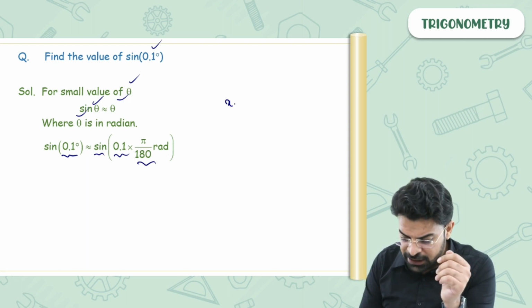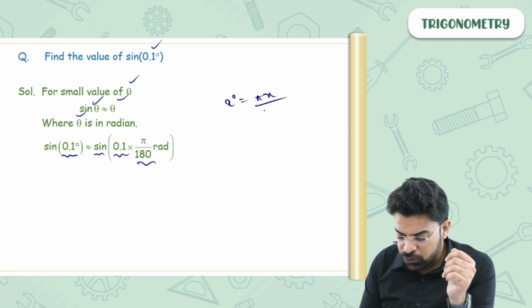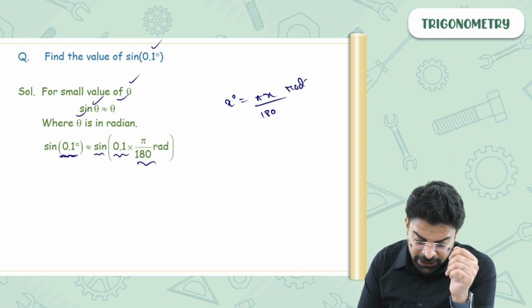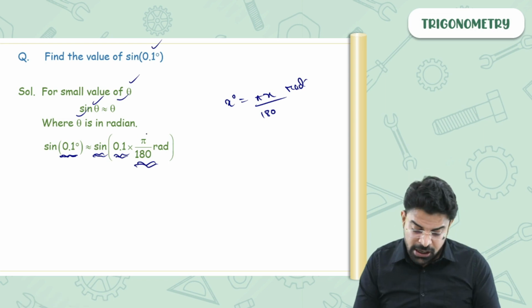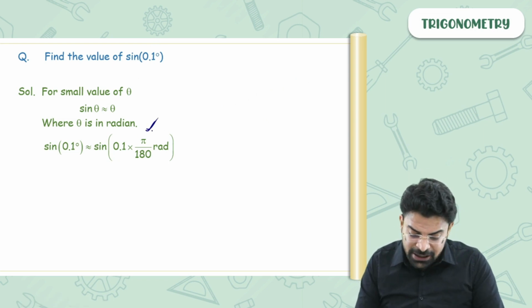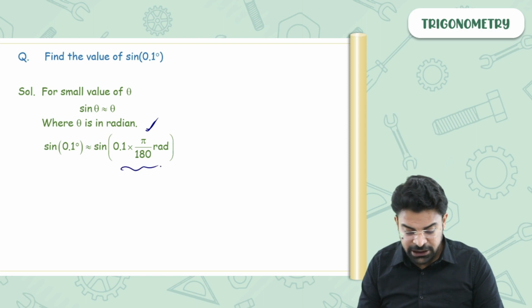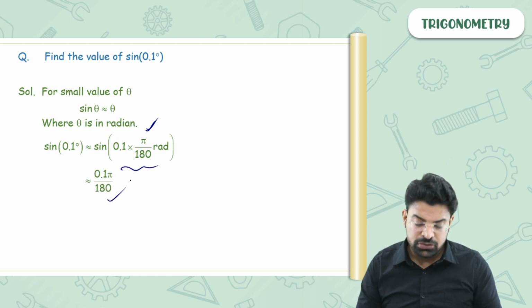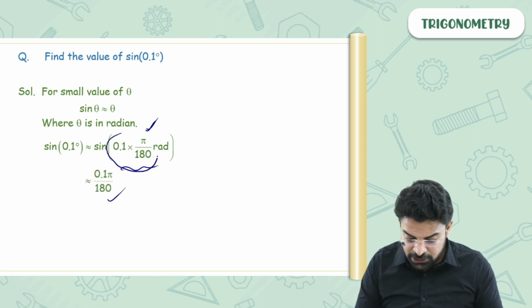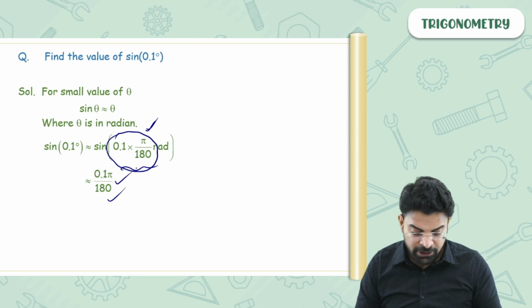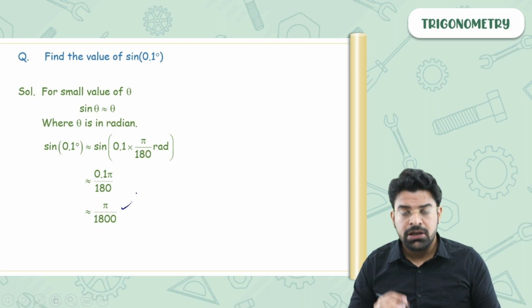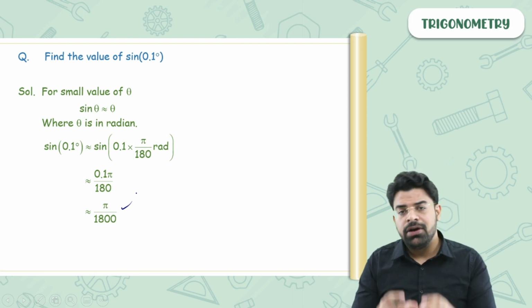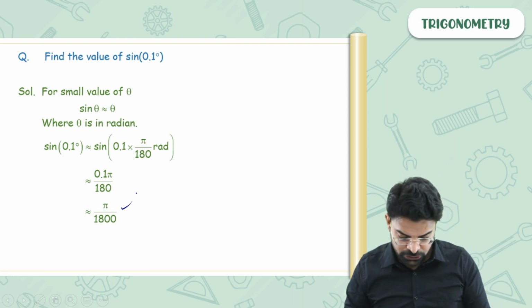Didn't we learn that x degree equals to pi into x by 180 radian? So sine of 0.1 degree is same as sine of 0.1 into pi by 180 radian. Now, once you have got this angle in radian, now you can say sine of theta is nearly equals to theta. So this will be nearly equals to 0.1 into pi by 180, and you can further write it as pi by 1800. Now you can substitute pi as 3.14 and solve it further if you wish to.